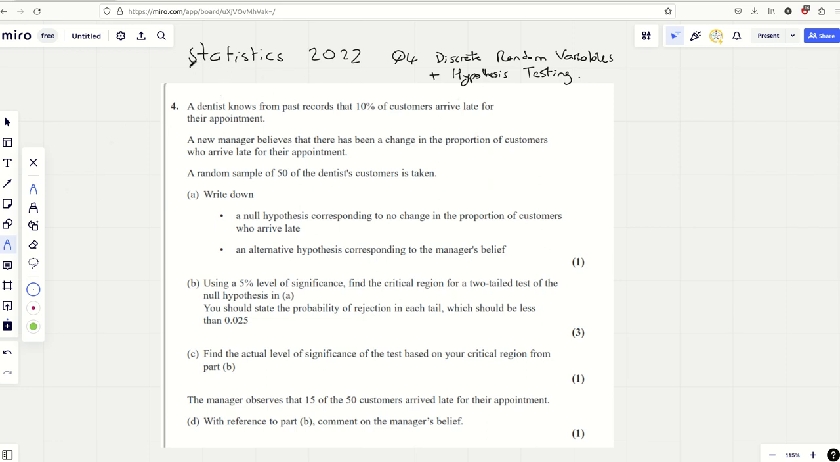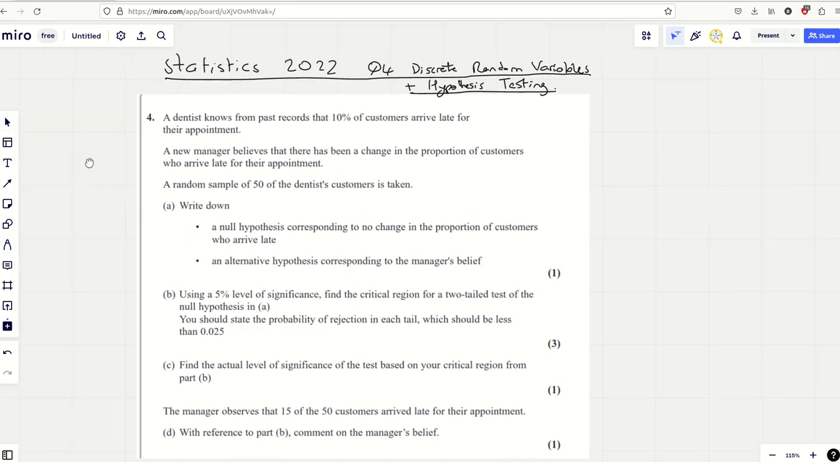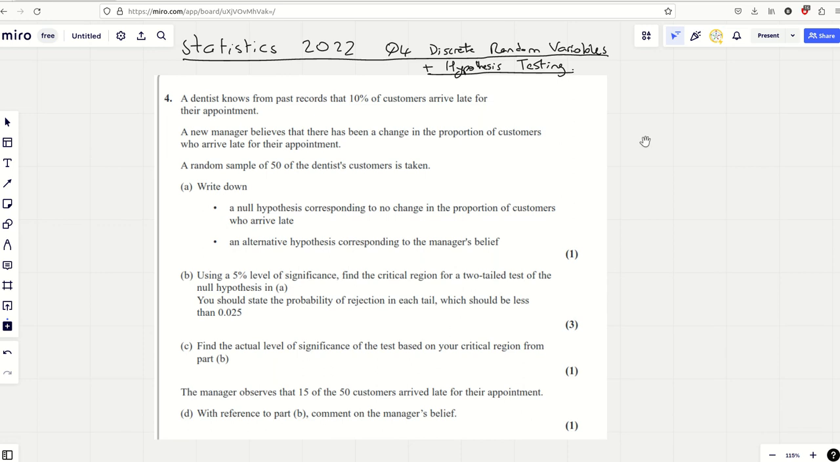Now this normally comes up in the AS paper, it has every single other year, but last year it came up on the A2 paper, and so be aware they can ask you a hypothesis testing question on a binomial distribution. They did last year, maybe they will in your year as well. While some things often come up in the AS, they can ask them in the A2, and so you've got to be on your guard. Anyway, what have we got?